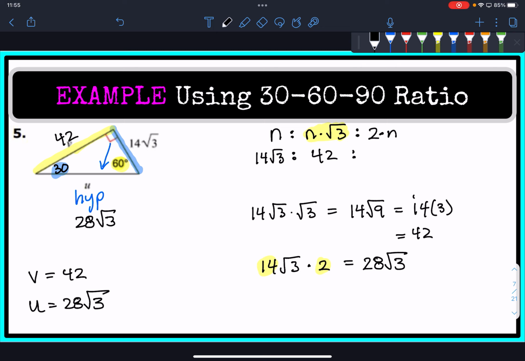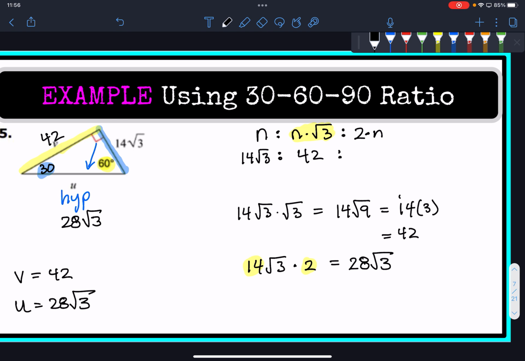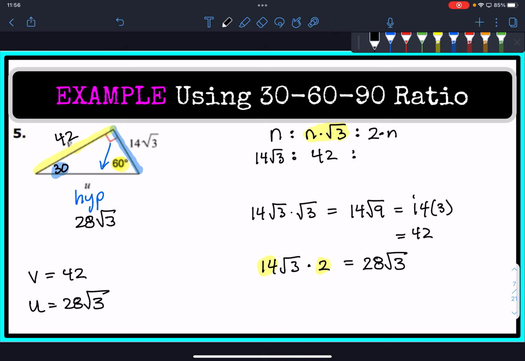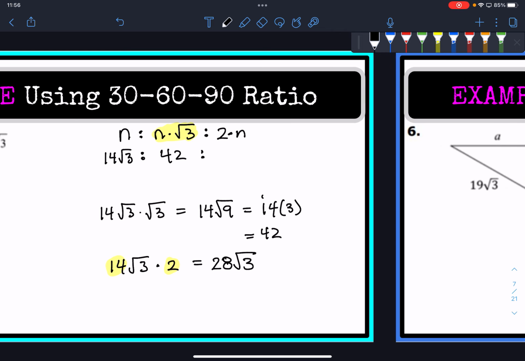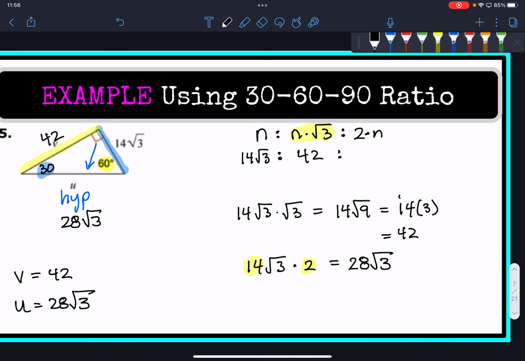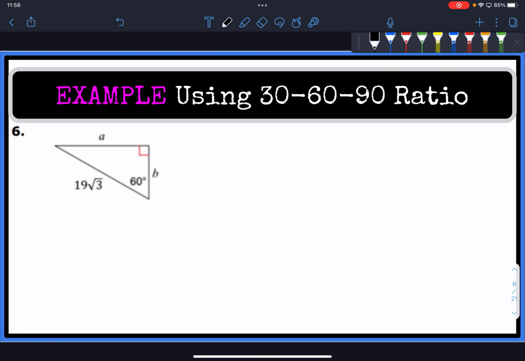Alright, so now let's look at another example. Sorry, just double checking the math here. Yes, that's 42, okay. So let me just do one more example. Two more examples to do.